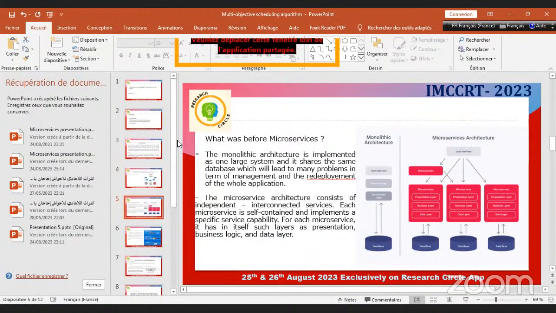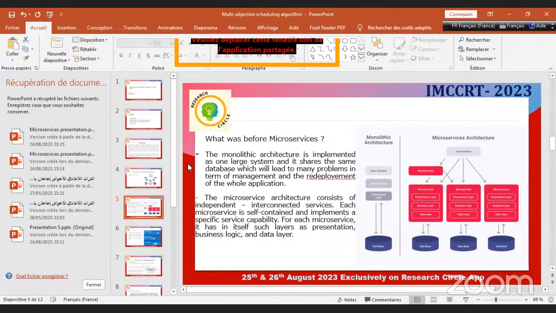What was before microservices? It was monolithic architecture, which is implemented as one large system and shares the same database, which leads to many problems in terms of management and the redeployment of the whole application. Afterwards, there was the microservices architecture, which consists of independent and interconnected services. Each microservice is self-contained and implements a specific service capability.